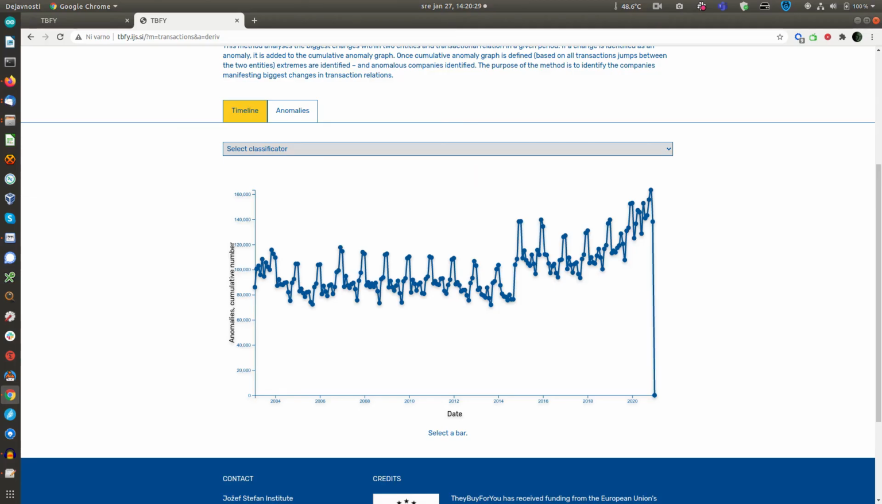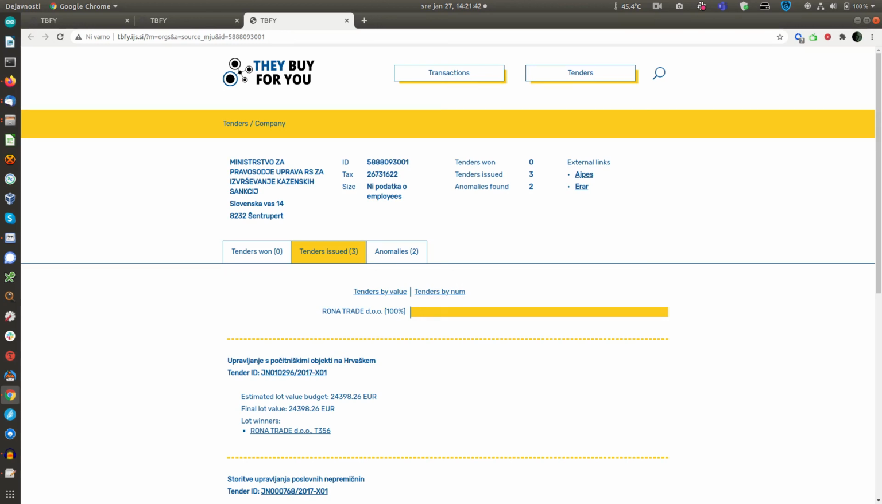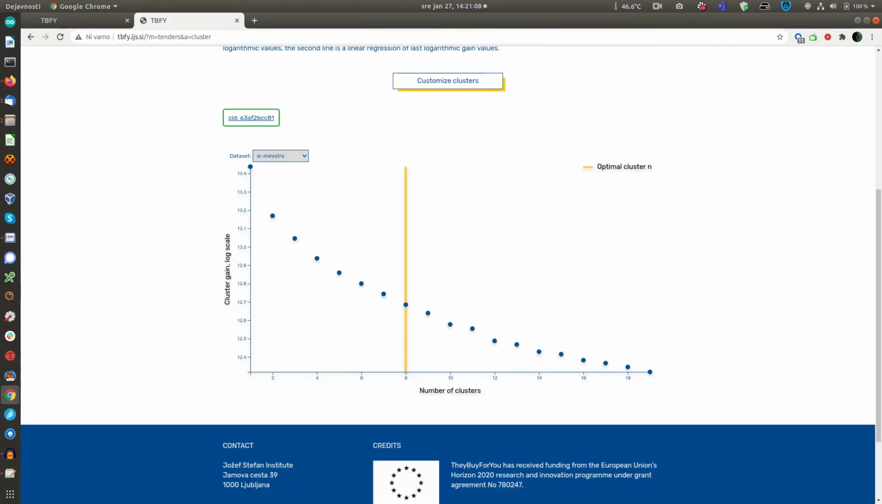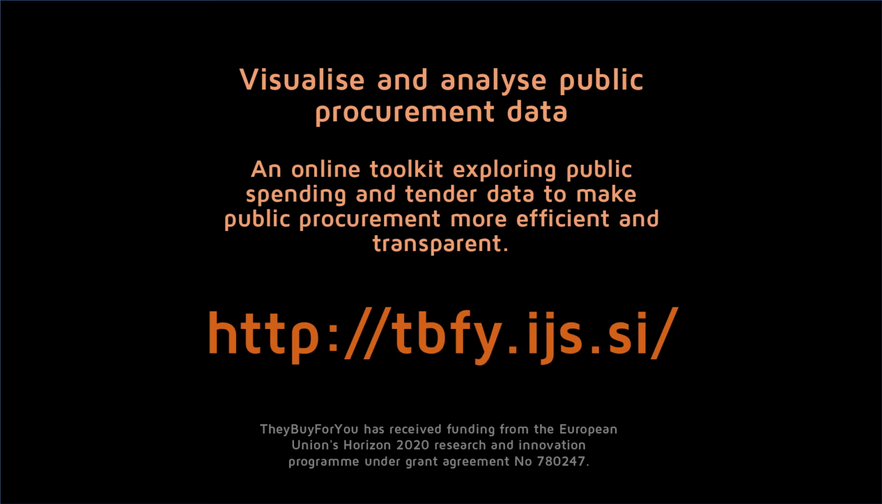Our platform is being actively developed. It can be used by buyers, decision makers, control authorities, data analysts, and data journalists to explore and understand the complexity of public procurement.